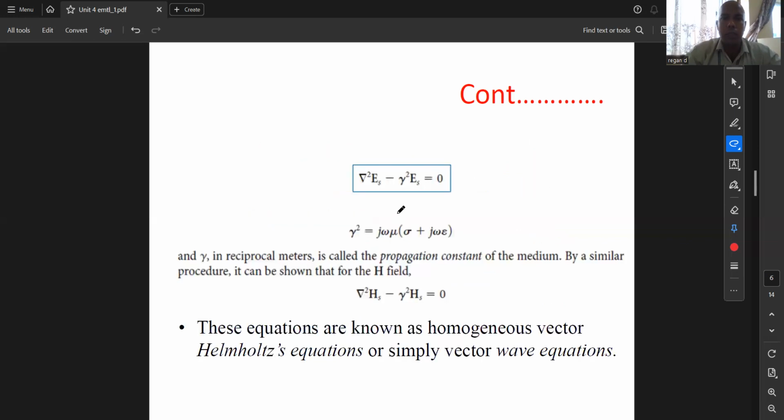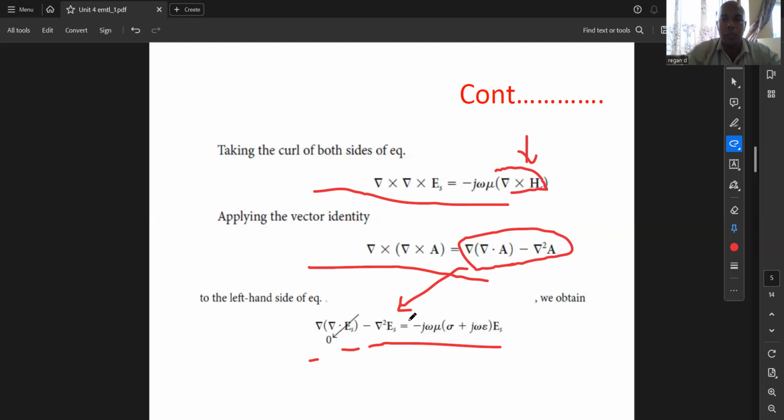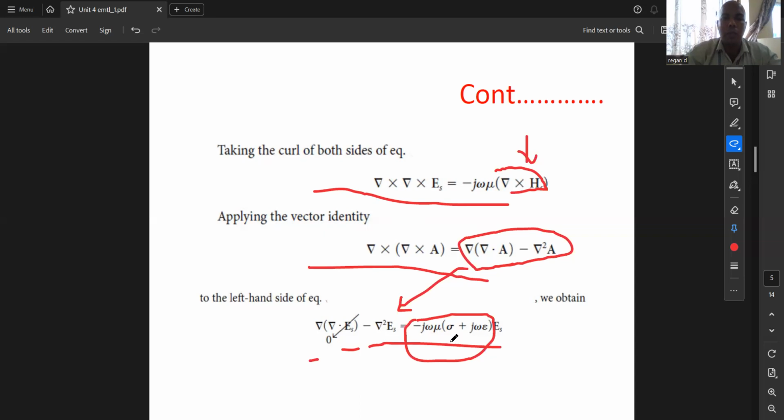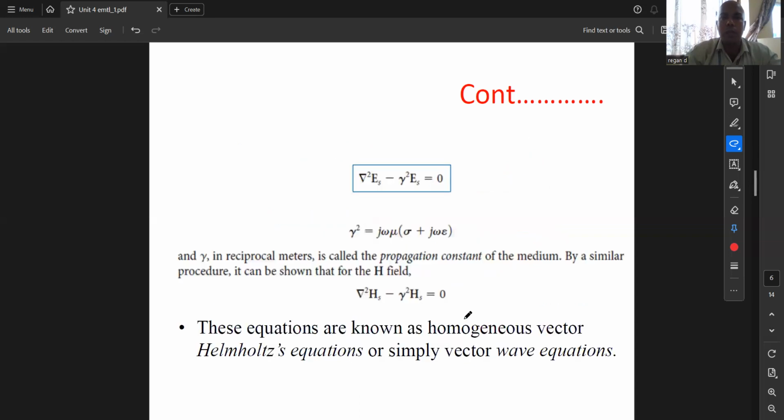So del square Es minus this term, which we consider as gamma square, gives del square Es minus gamma square Es is equal to 0. Here, gamma square is equal to j omega mu times sigma plus j omega epsilon. Here, this gamma is a complex parameter.